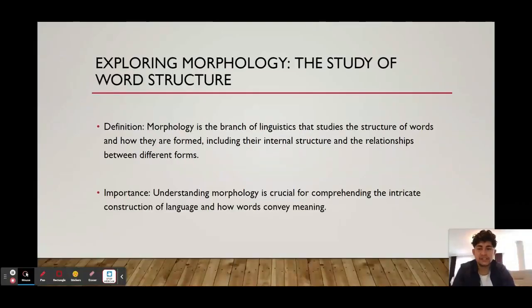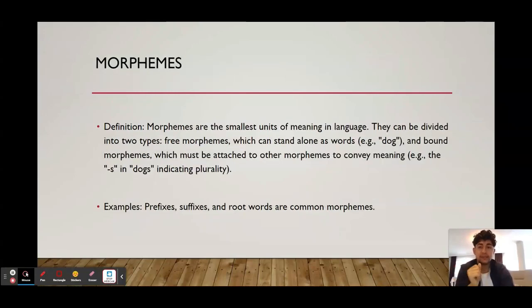Study morphology. Let's start exploring morphology, the study of word structure. Morphology is the branch of linguistics that studies the structure of words and how they are formed, including their internal structure and the relationship between different forms. Understanding morphology is crucial for comprehending the intricate construction of language and how words convey meaning.